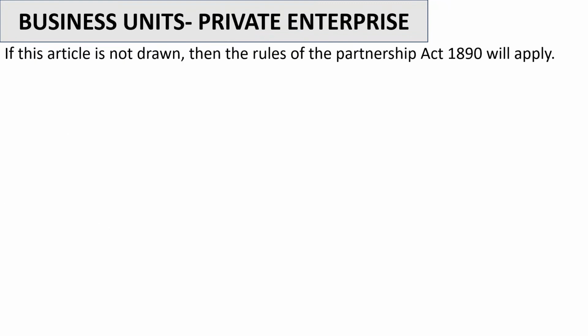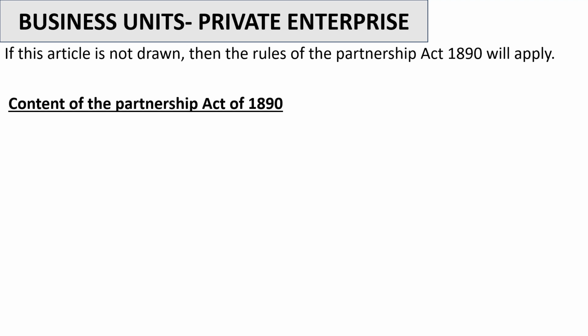So if this article is not drawn, then the rules of the Partnership Act of 1890 will apply. So for those of you who have done partnership but never consulted the partnership deed, in case you go to court to settle something, they are going to use what is called the Partnership Act of 1890. So what does this stipulate? The content of the Partnership Act of 1890.